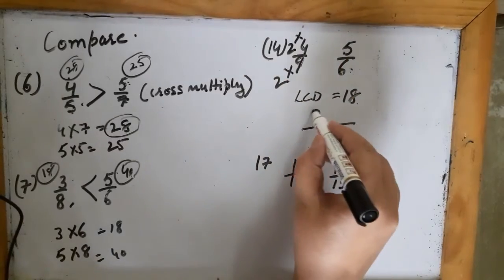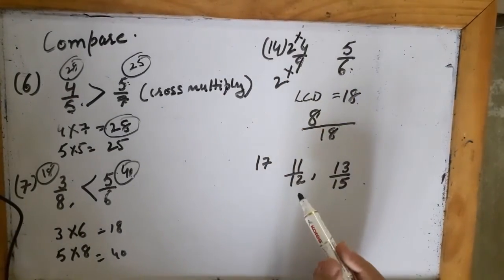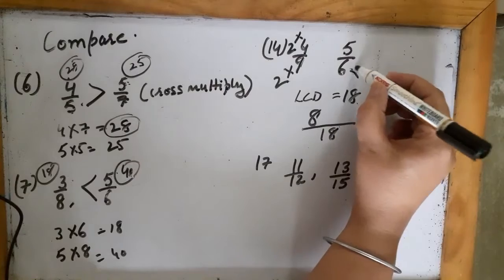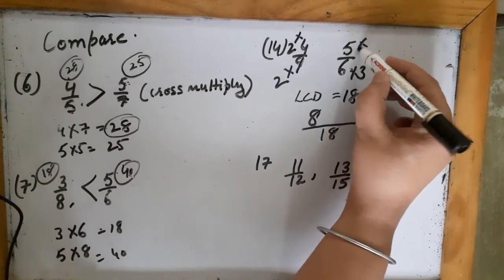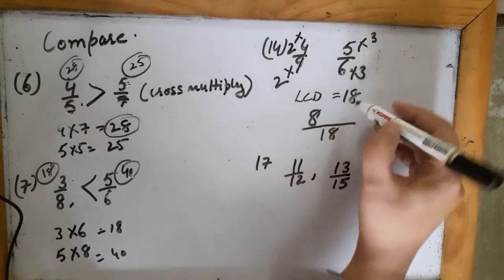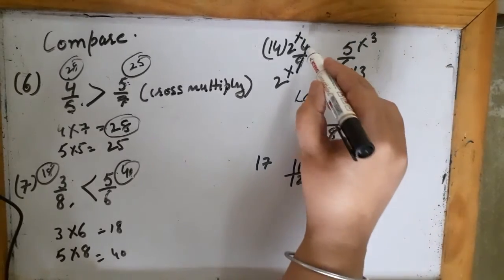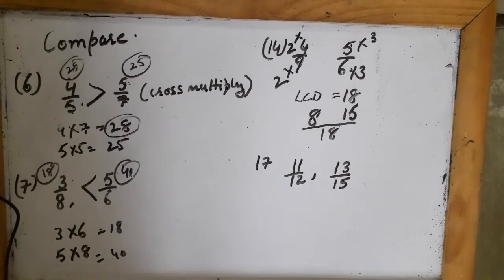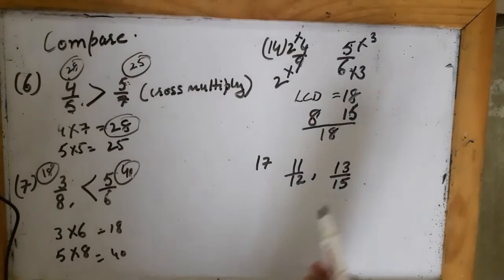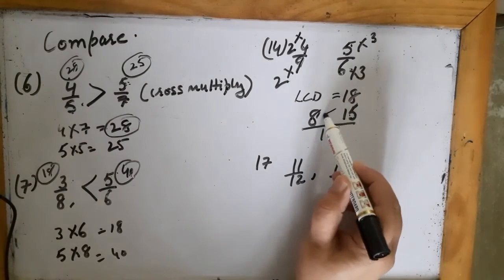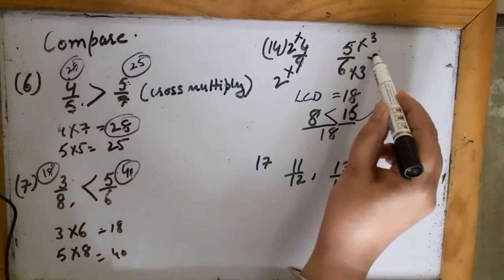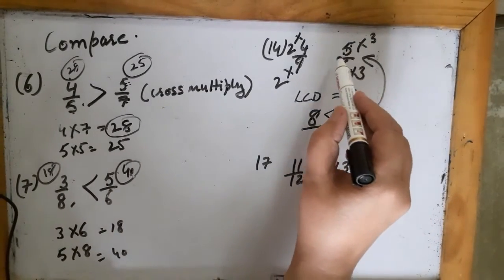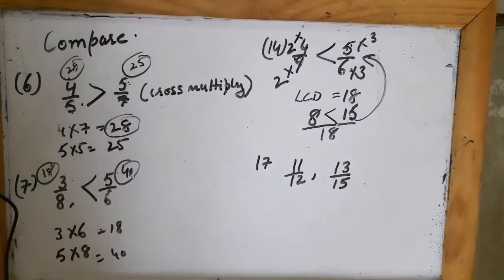4 2s are 8. So my first numerator will be 8. Now 6 3s are 18. So it means 5 also I'll multiply with 3. 5 3s are 15. So this numerator is 8 and this numerator has become 15. So which numerator is bigger? The 15 is bigger, and 15 belongs to this fraction. It means this fraction is bigger than this fraction. This is the second method of comparing the fractions.